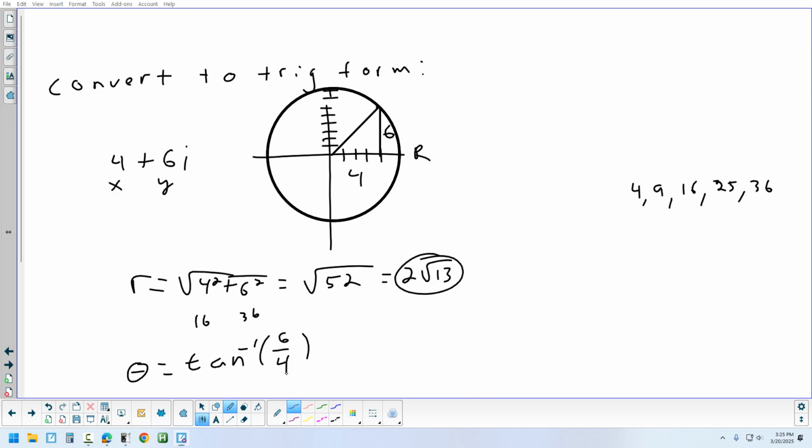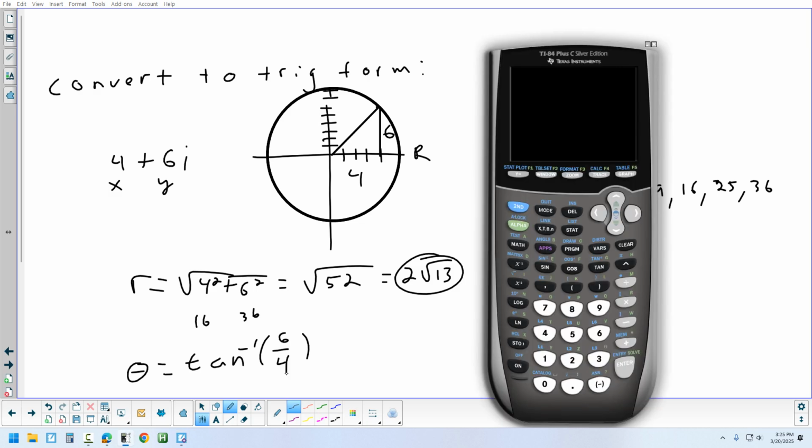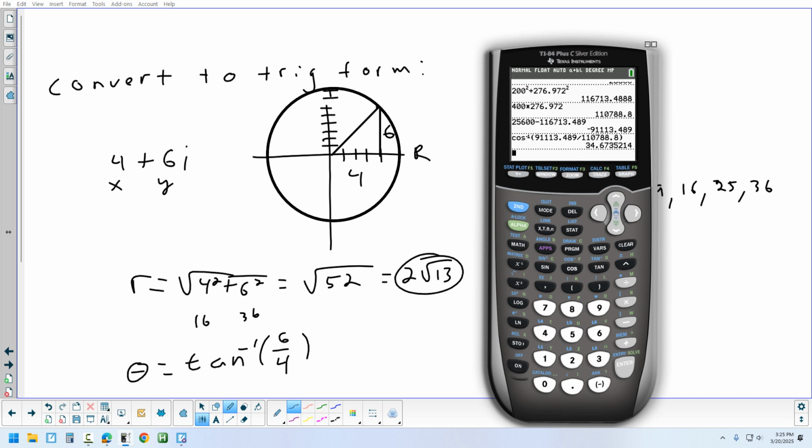In this case, I'm going to do degrees, so my calculator is already in degrees. I don't need to add 180 because I'm in quadrant 1. So inverse tangent of 6/4 gives me an angle of 56.31.